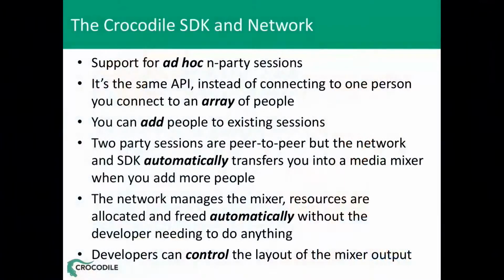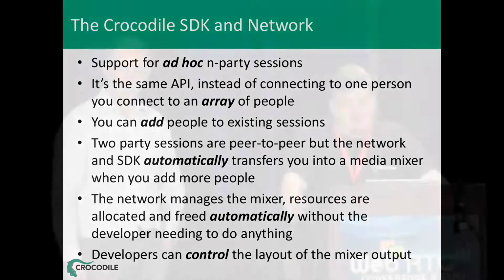So in the Crocodile SDK network, we've added support for ad hoc end-party sessions. It's exactly the same API as we currently have for connecting one person to one other person. We have a simple method called connect, and instead of putting one address in, you put in an array of addresses. The network takes care of allocating the conference bandwidth, the conference resources. The network and the SDK takes care of inviting other people into the conference.